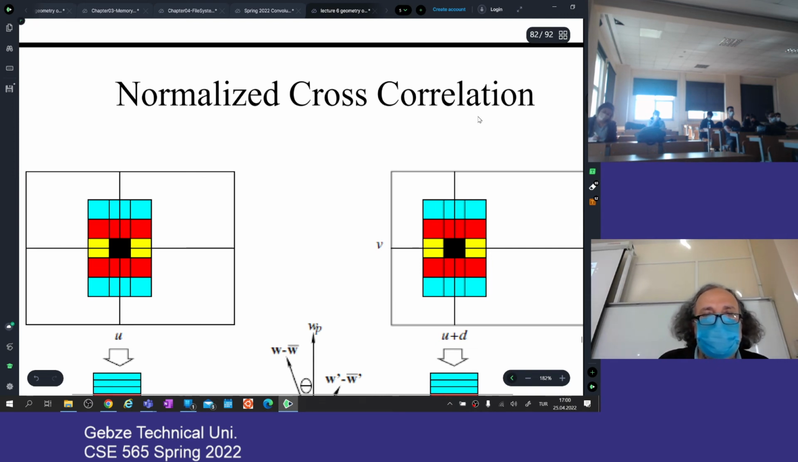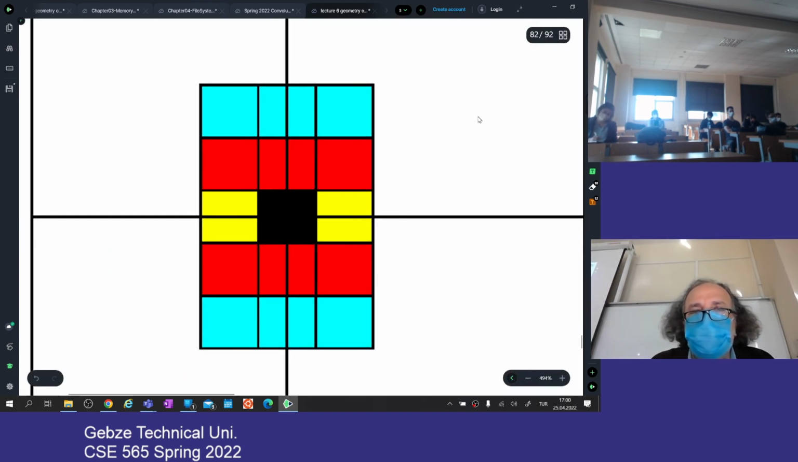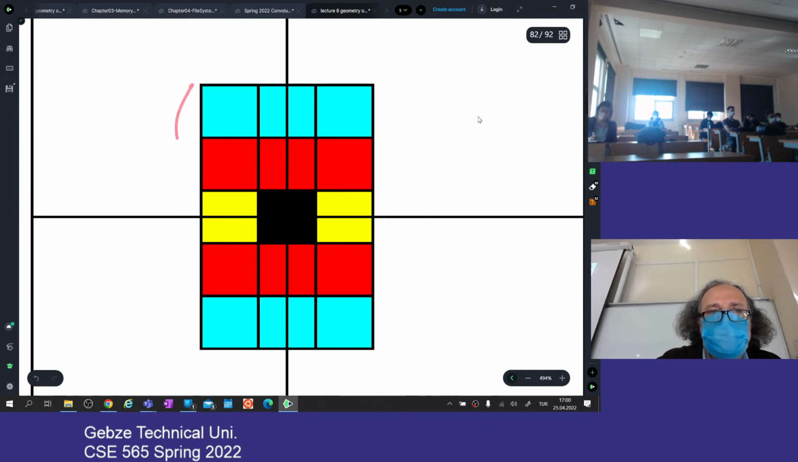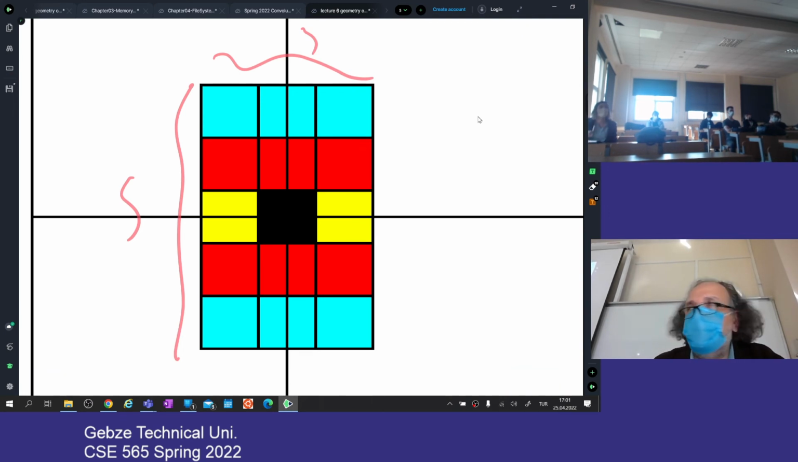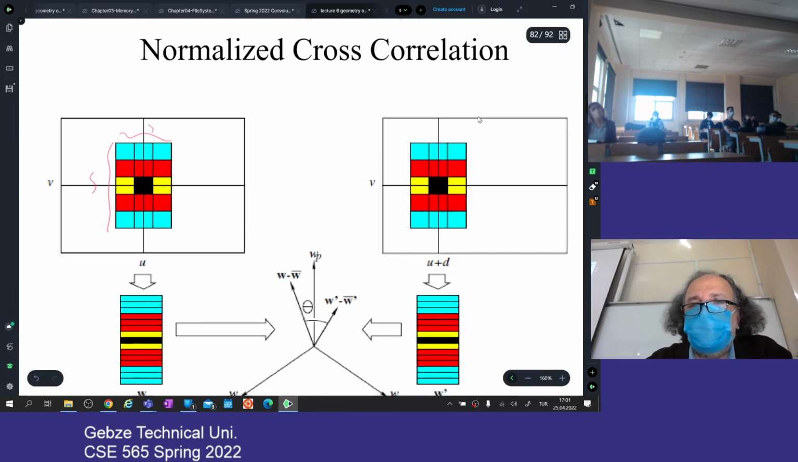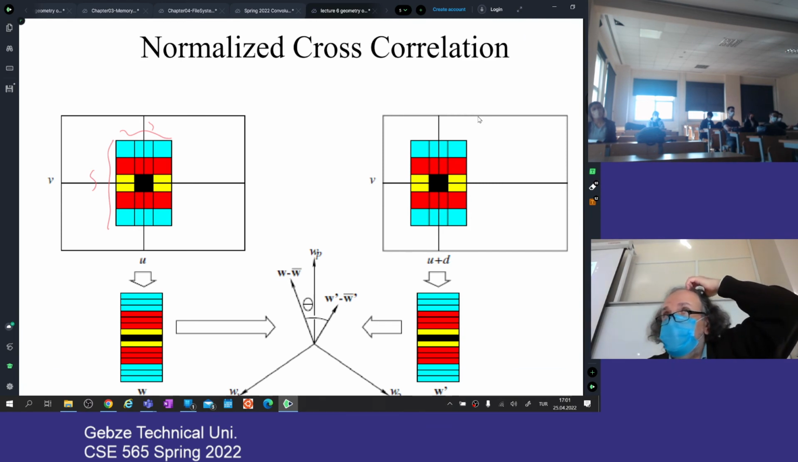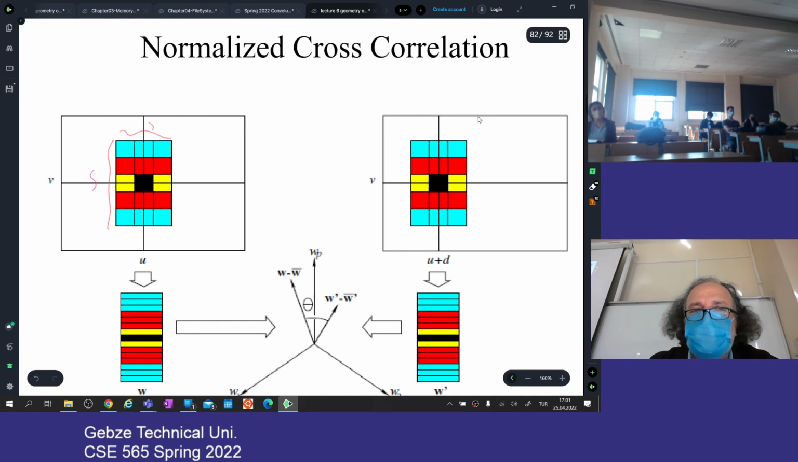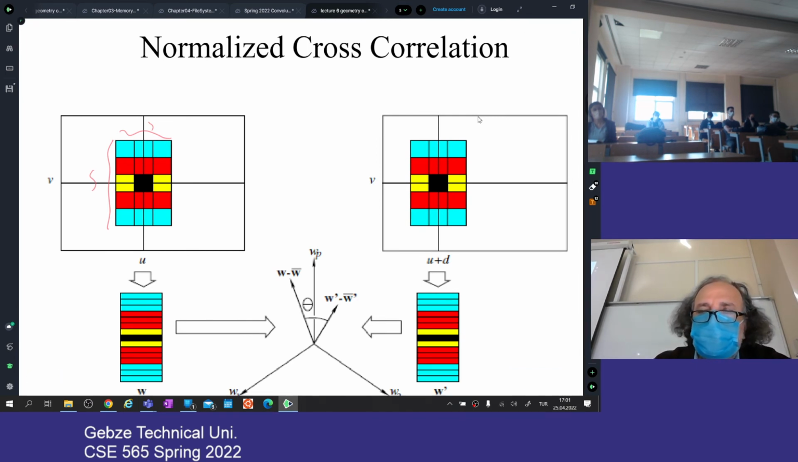It works this way. Let's say I have this window, 1, 2, 3, 4, 5 rows by 3 columns, a 5 by 3 window. And on the right image, I have another window like this, and I'd like to see if these two windows are similar. How am I going to do that? I can do the subtraction, SSD, like this one and this one, this one and this one, or I can do this.